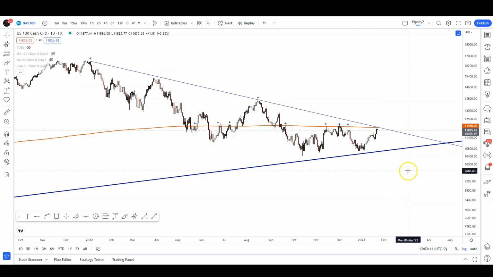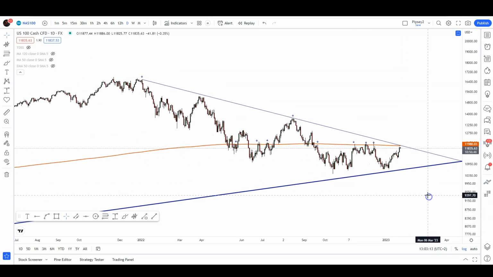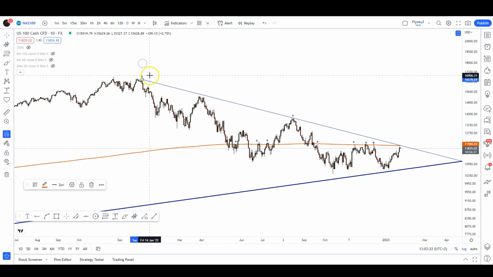All adding up to potential rejection from there. Now it could just push through it also, right? So let's look at the anchored VWAPs from these highs.